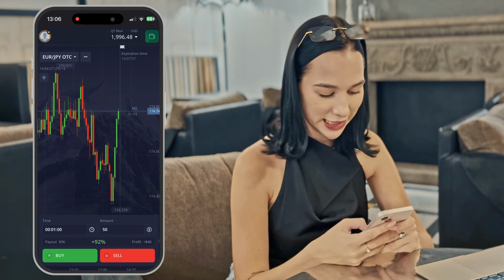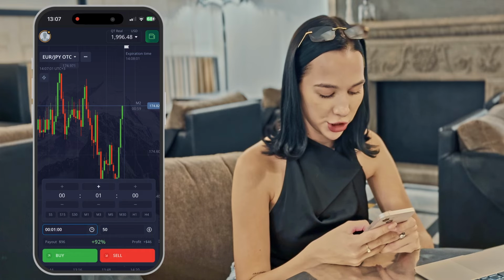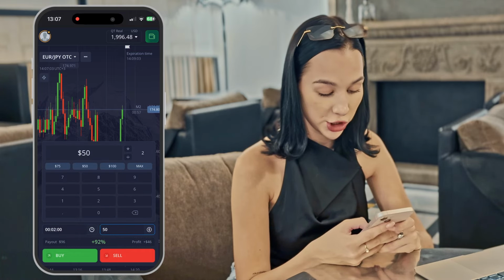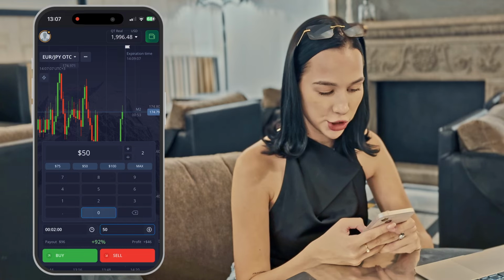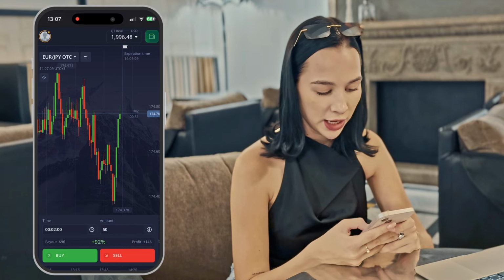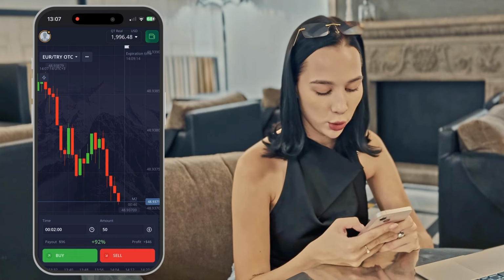So guys, let's get started. Here's our chart. As you can see, everything is pretty easy. Here we change the time of the expiration. Here we change the amount of money per trade, but I will change it to $50. And here are all of the currency pairs. Because now it's the weekend, only OTC is available.